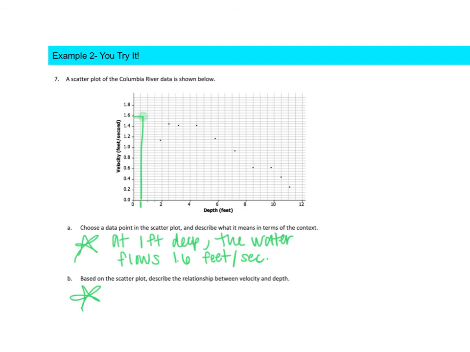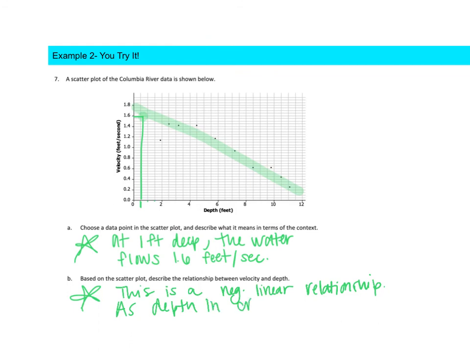Based on the scatter plot, describe the relationship between velocity and depth. While looking at the scatter plot, you should be able to see that this is a linear trend, and it's negative, it's decreasing. This is a negative linear relationship. So as depth increases, velocity decreases. All right, make sure you have it down and we will move on.